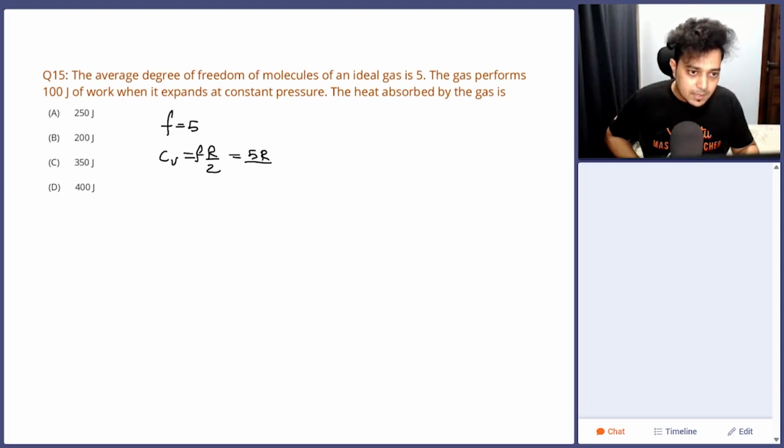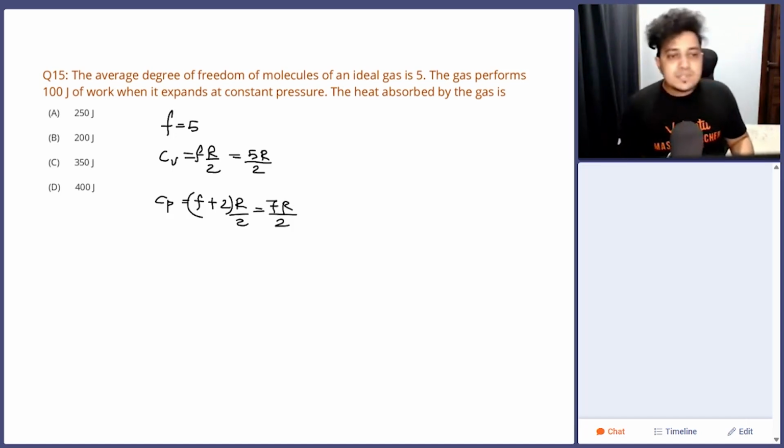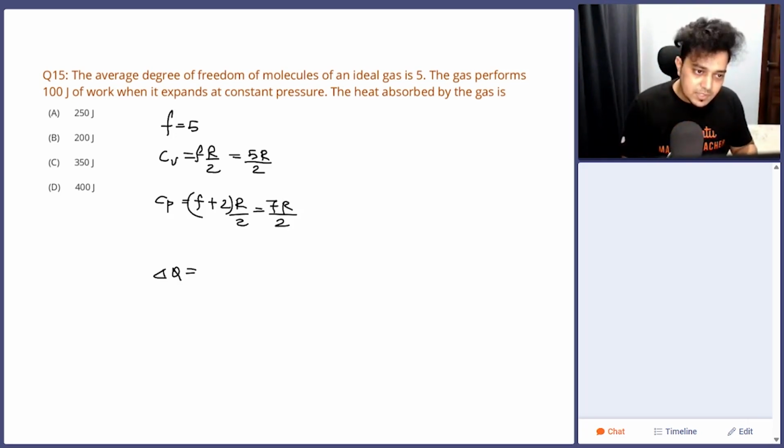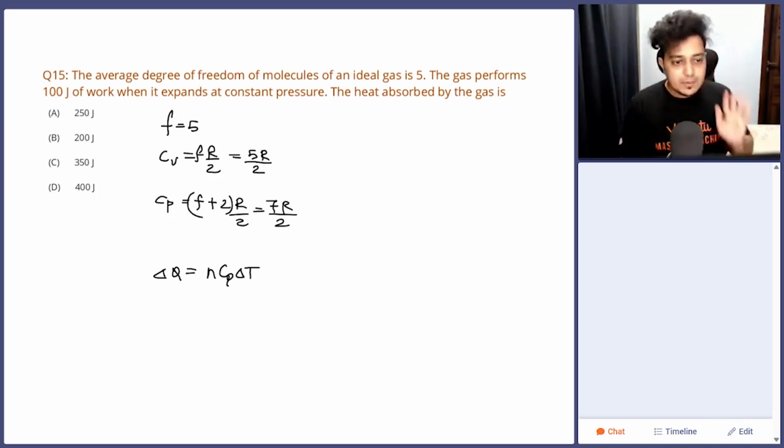So CV is 5 into R by 2. Then CP is F plus 2 into R by 2, so 7R by 2. Now the question says that it is expanding at constant pressure and asks how much heat is absorbed. For such a scenario, we have a direct formula: n CP delta T. So this is what we have to calculate. n, the number of moles, is not given. CP value is a standard value, which we can put. Delta T is also not given, but work done is given.